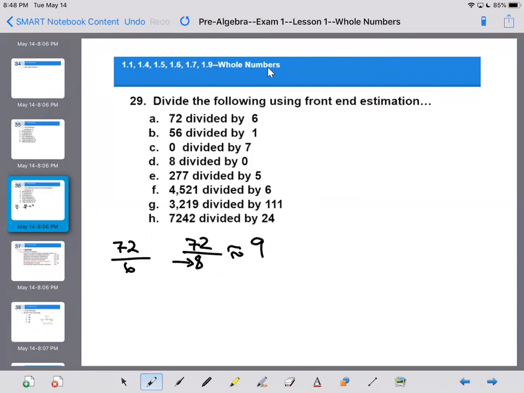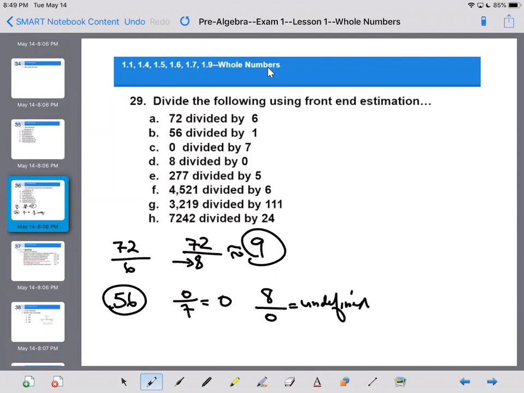56 divided by 1, well, that's going to be 56. 0 divided by 7 is going to be 0. 8 divided by 0 is what we call undefined, because I do not want 0 as a divisor, because if you're thinking about repeated addition, I'm just going to subtract over and over and over again if I keep subtracting 0. So there's no end to that.